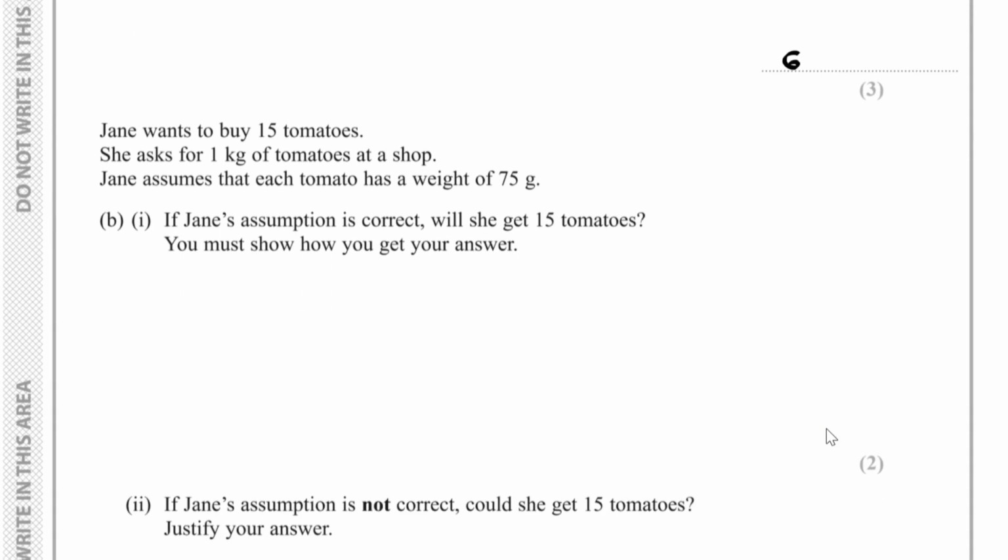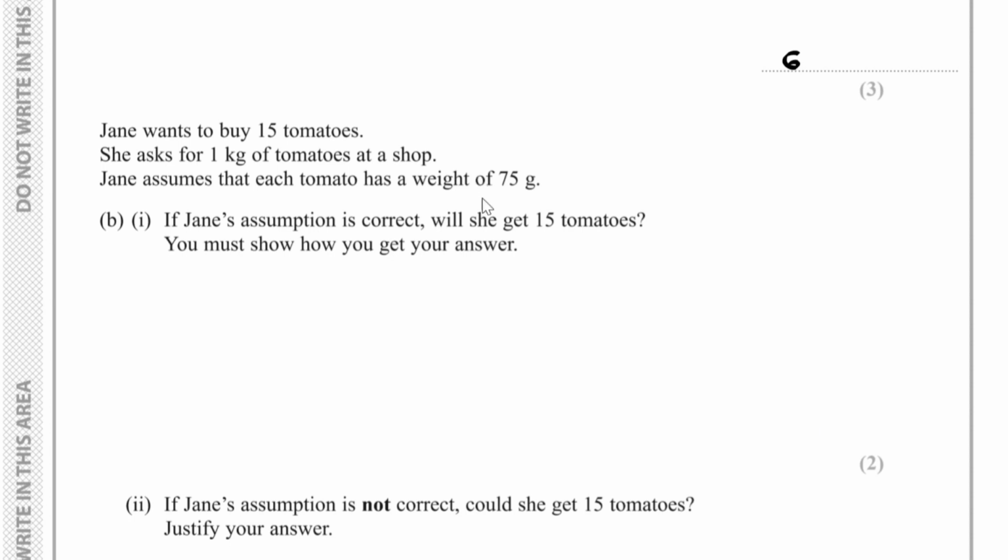Then for part B, Jane wants to buy 15 tomatoes. She asks for 1 kilogram of tomatoes in the shop. Jane assumes that each tomato has a weight of 75 grams. If Jane's assumption is correct, will she get 15 tomatoes? You must show how you get your answer.